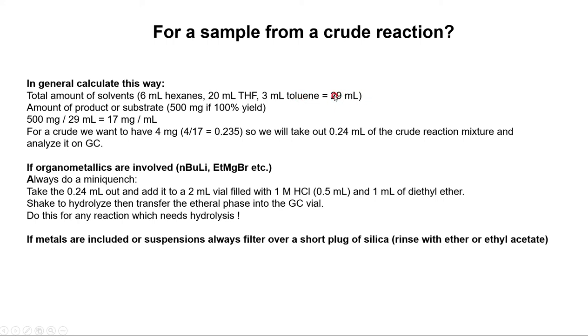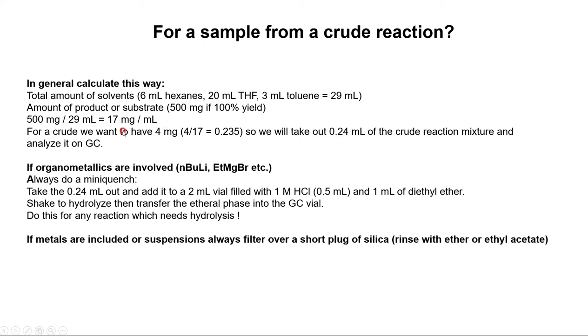Then you look at the reaction. So let's say it's a reaction which gives you, at 100% yield, 500 milligrams of your product. You can also just look at the substrate. If it's maybe 300 or 400 milligrams of substrate, you can do the same calculation. So it's an approximate calculation. Then you divide 500 milligrams by 29, which indicates that you have 17 milligrams per milliliter of solvent.